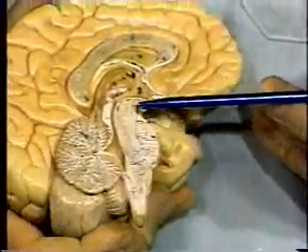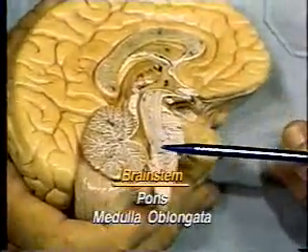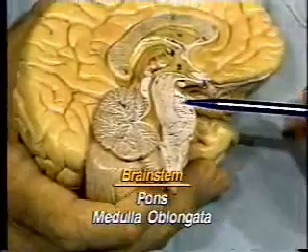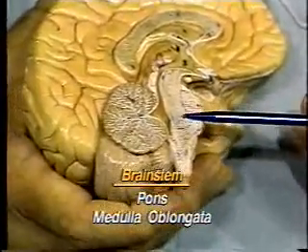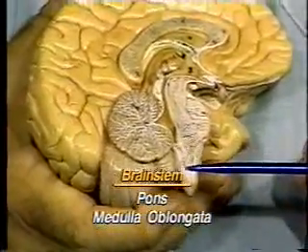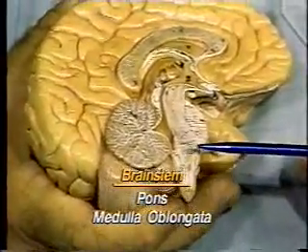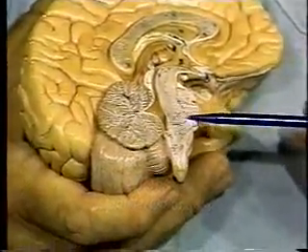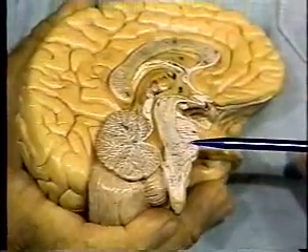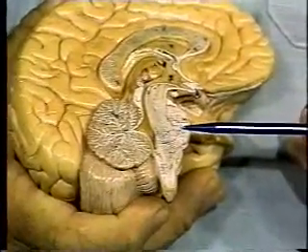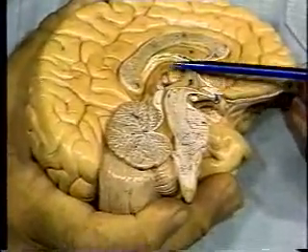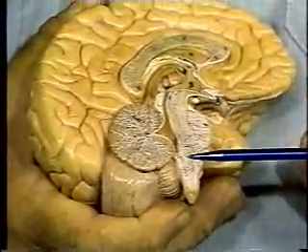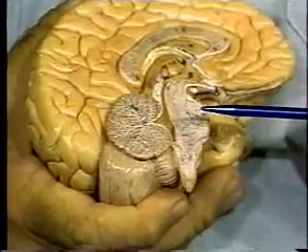Now discussing the brain stem, moving downward into the lower aspect of the brain, there are two components of the brain stem. These are the pons and the medulla oblongata. The pons is the region of the brain that is responsible for relaying information between various components of the brain and between the brain and the spinal cord.